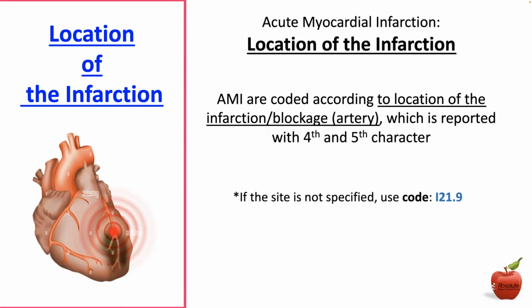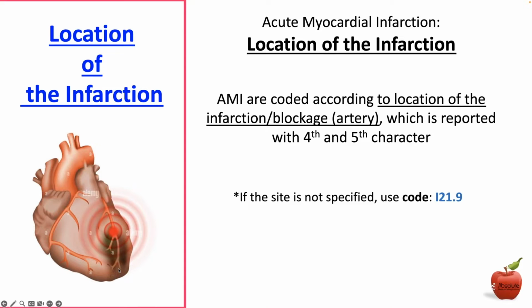Now, if the type and the site of the infarction are not specified, you're going to use code I21.9. When I say type, I mean if it's not specified as a STEMI or a non-STEMI, and the site is where in the artery the infarction is. On the left, you see a picture of an infarction.